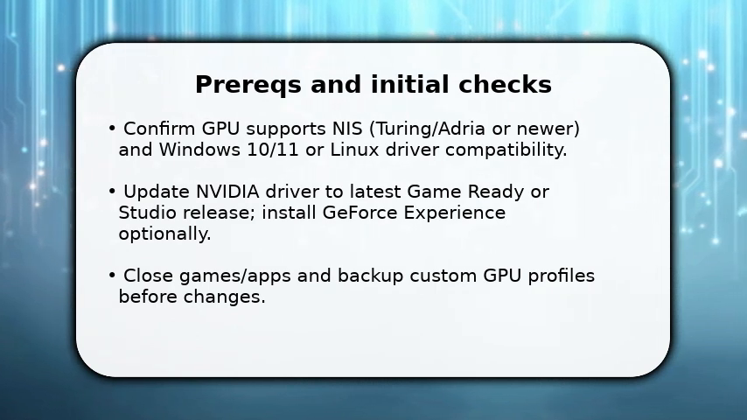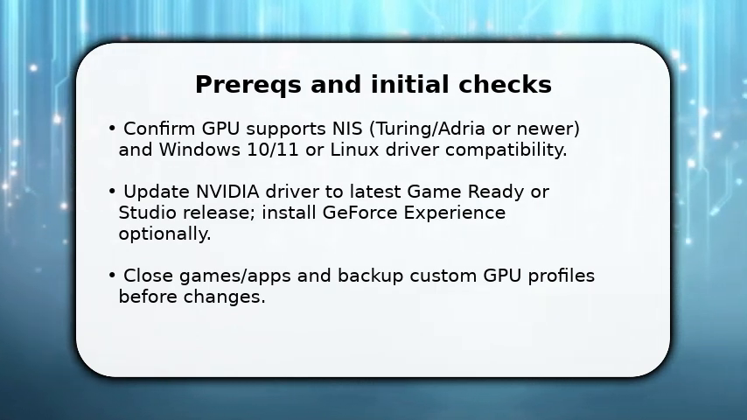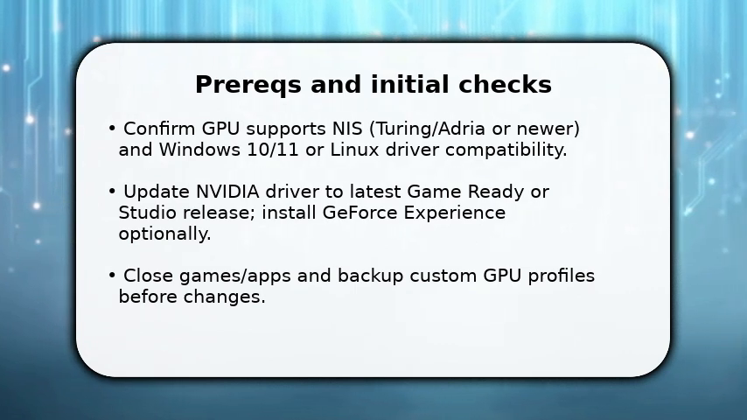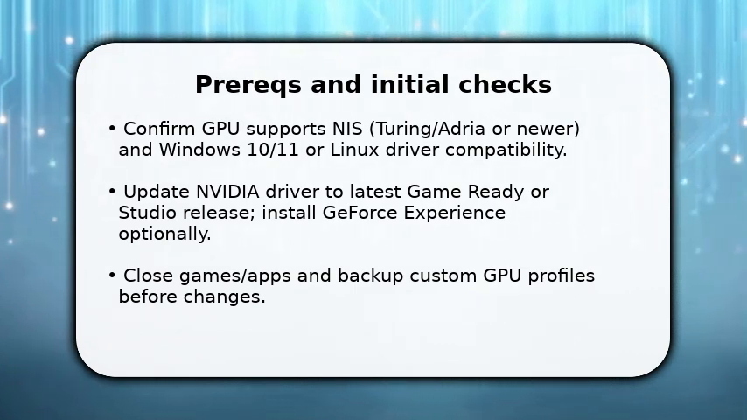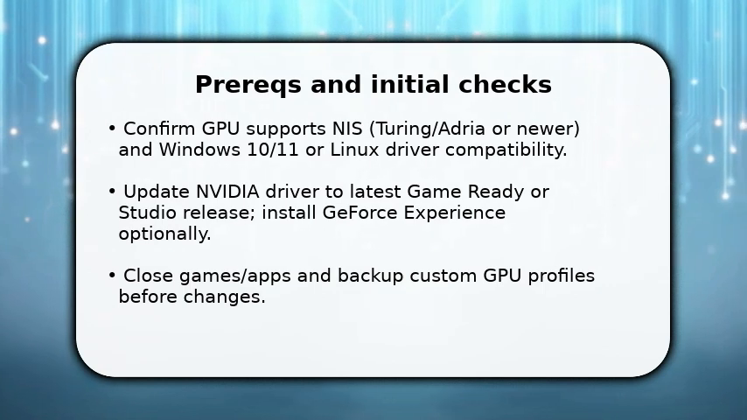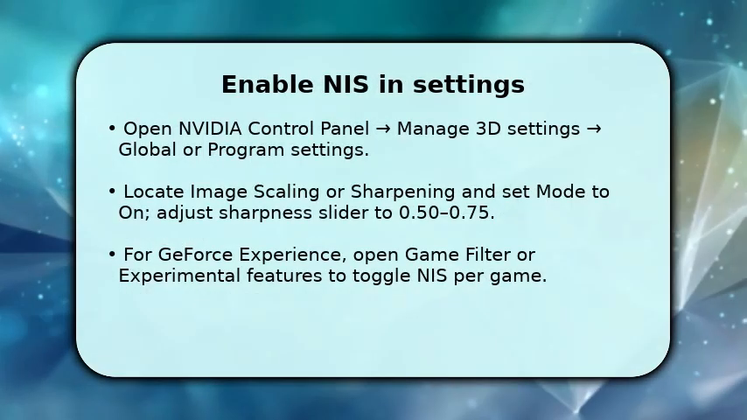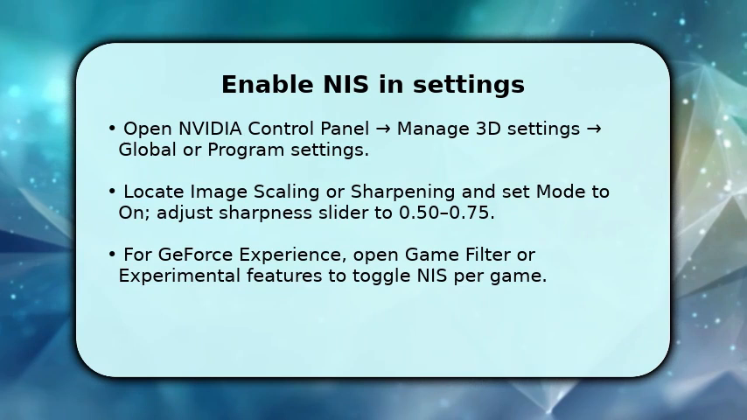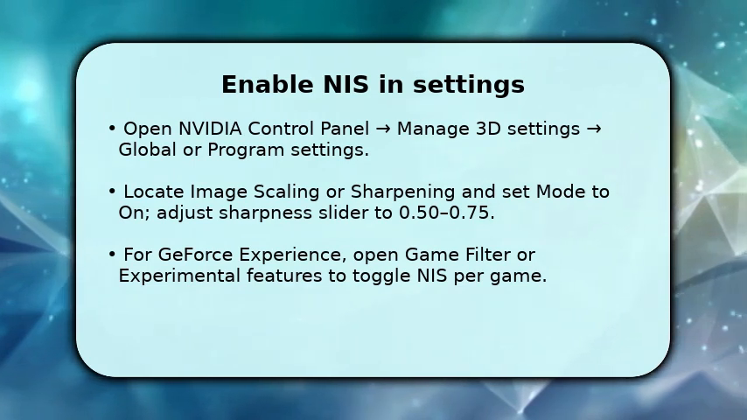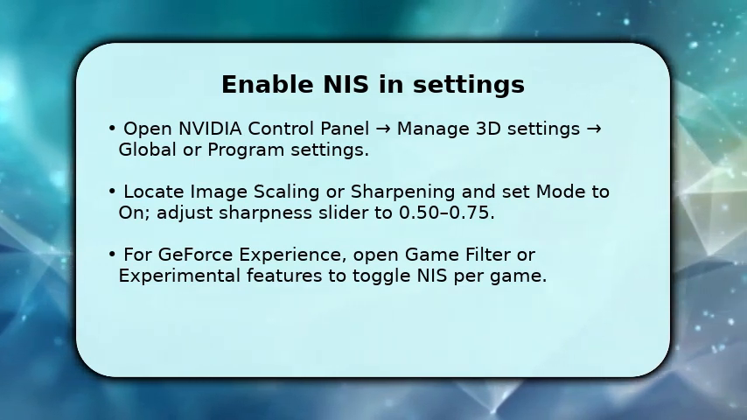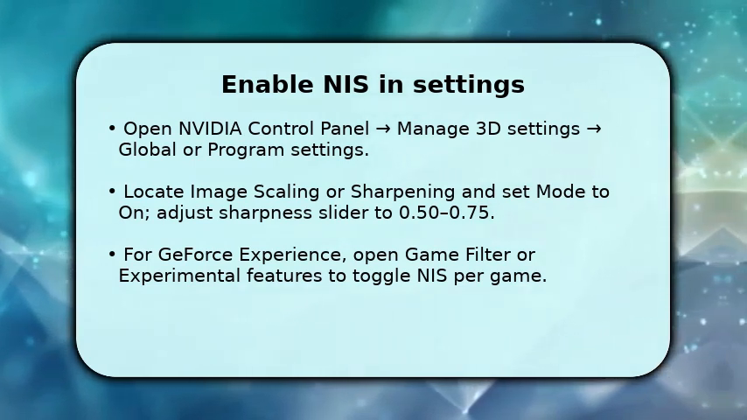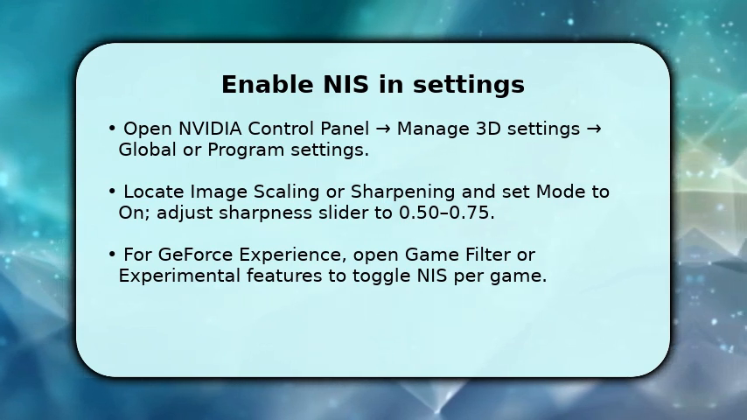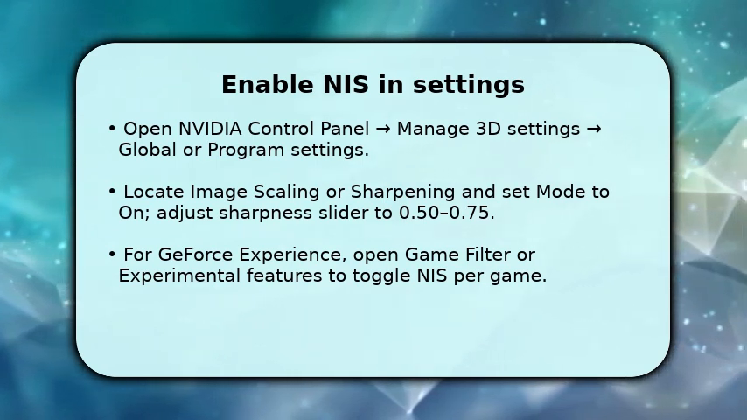After reboot, open Nvidia Control Panel or GeForce Experience so you can access the image scaling or sharpening options and proceed to enable them. Now enable image scaling where you prefer, global or per application. In Nvidia Control Panel, go to Manage 3D Settings, choose Global or a specific program, find Image Scaling or Nvidia Image Sharpening, and switch it on.